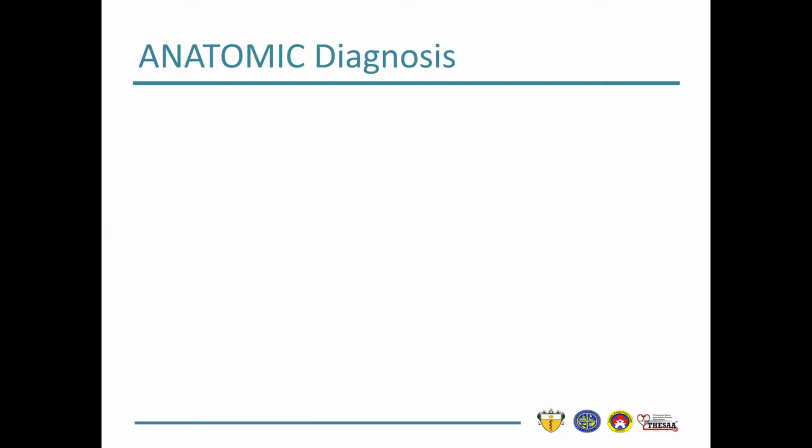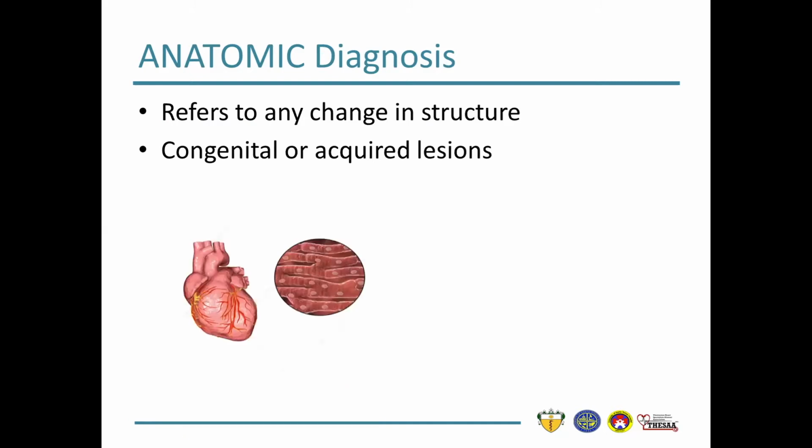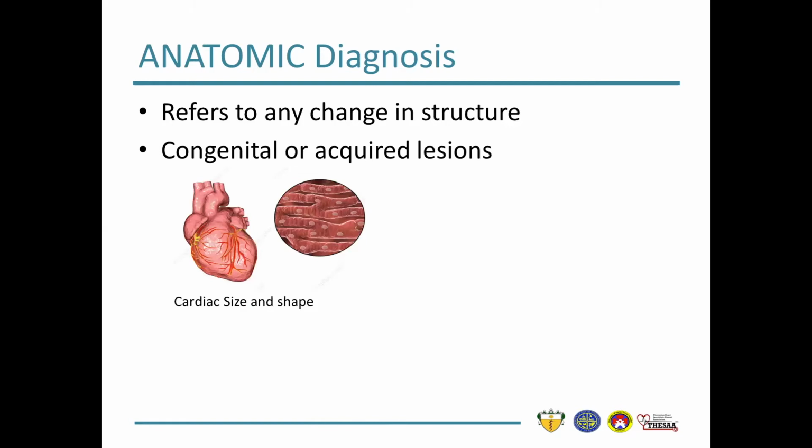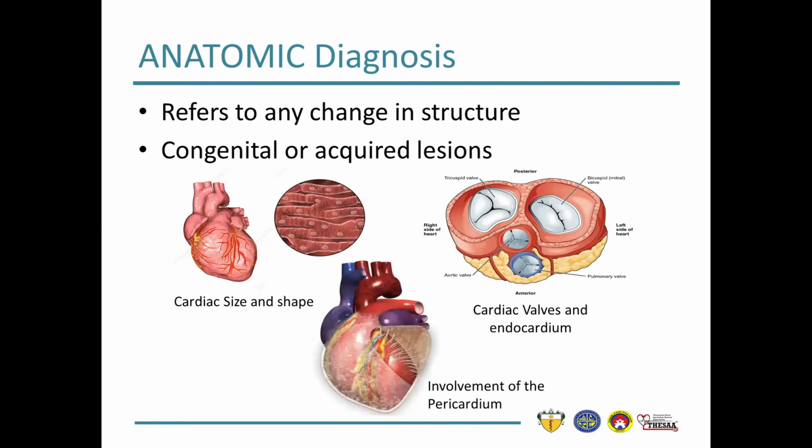Now let's move on to the anatomic diagnosis. The anatomic diagnosis summarizes the structural changes of the heart secondary to the underlying disease, and they may be congenital or acquired lesion. This includes changes in cardiac size and shape such as hypertrophy and dilatation, valvular involvement, primarily stenotic lesions, and involvement of the pericardium in pericarditis and in pericardial effusion.